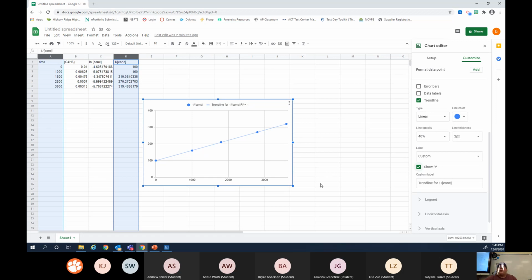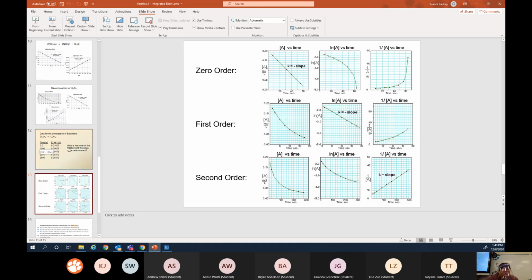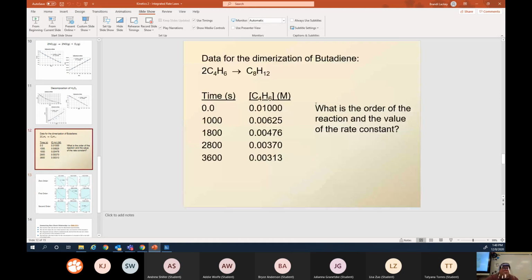So looking at the actual question, let me pull that back up because we just did a whole lot. You want to know what's the order of the reaction. Well, we decided that the straight line was the one that was 1 over concentration, so it's a second order reaction. It also wants to know the value of the rate constant. So the rate constant, remember, is K.